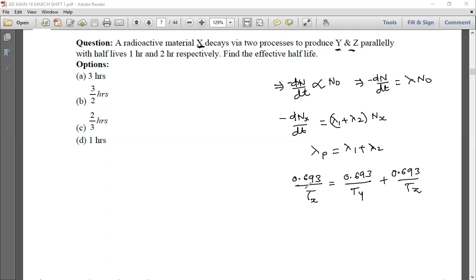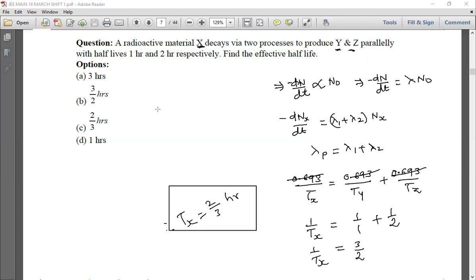अब करो, Ty और Tz आपको दिया हुआ है, कितना है? 1 hour or 2 hour. Can you do it yourself? Already it is given. So 0.693 is not necessary. You can cancel. Why? Because take common and cancel. So 1 by Tx, because he is asking effective half life. So 1 by Tx, you have to find 1 by Ty is how much? 1 plus 1 by Tz is 2. So how much this is? 3 by 2 is equal to 1 by Tx. And therefore Tx is equal to 2 by 3 hours. है ना?